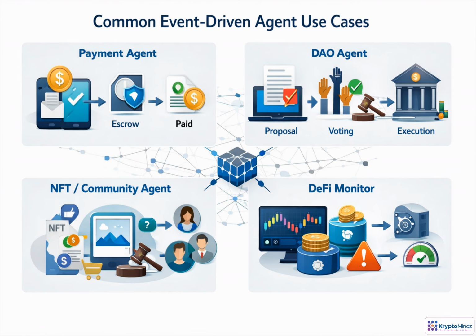Event-driven agents become useful when a blockchain signal maps to a real action. A payment agent can mark an invoice paid after a stablecoin deposit. A DAO agent can track proposals, votes, and execution. NFT communities can react to mints or holder changes. DeFi monitors can watch liquidity, liquidations, or risk thresholds before humans miss them.